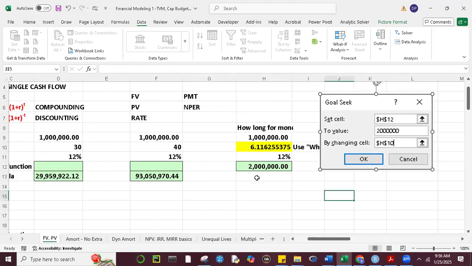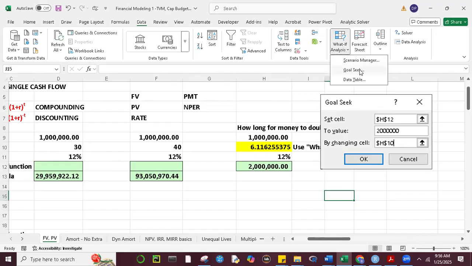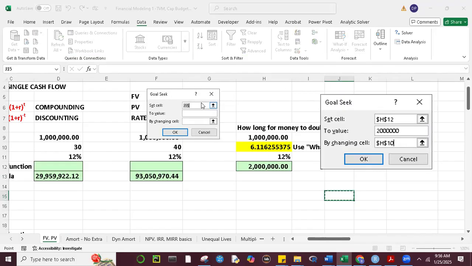Okay, so let me repeat the process, class. What-if analysis, Goal Seek. Set cell. Answer what value do you want. What cell are you changing? I'm changing this cell. I want this cell to become 2 million. So that's the question that you need to answer. And what are you going to change? We're solving for the number of years, this one.